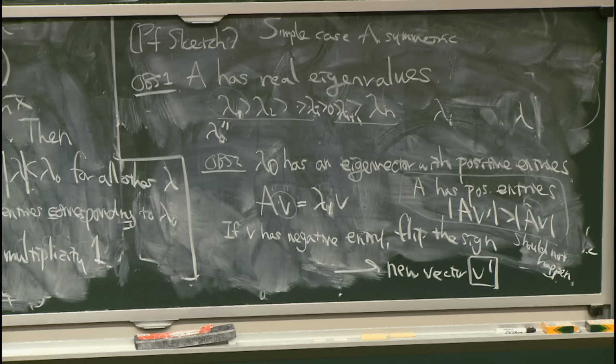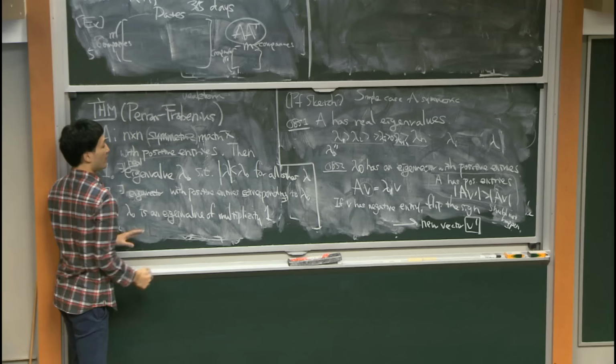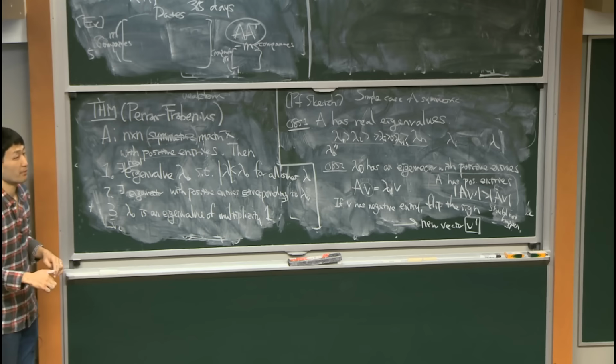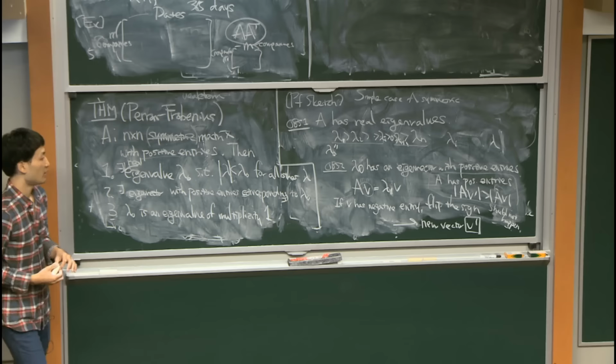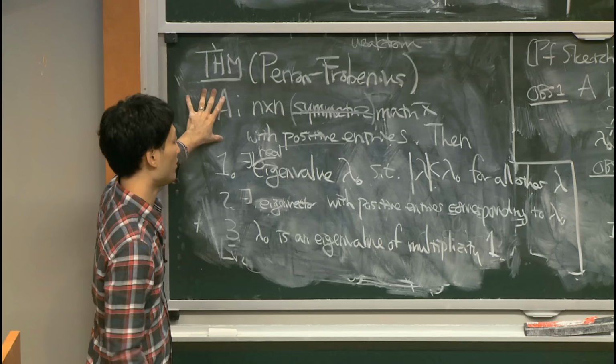I will not work through the details of the rest. I will post it on the lecture notes. But really, this theorem, in fact, can be stated in a lot more generality than this. I'm stating only a very weak form. It doesn't have to have all positive entries. It only has to be something called irreducible, which is a concept from probability theory, from Markov chains. But here we will only use it in this setting.